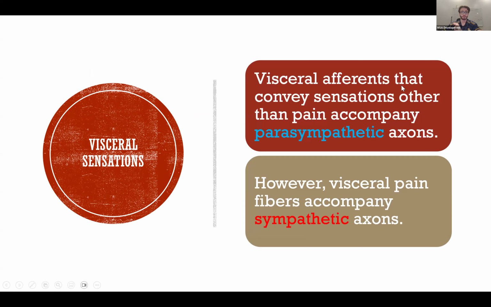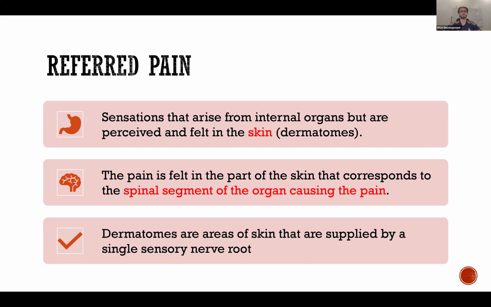So visceral afferents that convey sensations other than pain, anything other than pain, they will accompany parasympathetic axons. These sensory neurons that convey sensations that are not pain will go with the parasympathetic axons. These sensations can be distension of the stomach, for example. Any sensation that you feel inside your body that is not pain. But what about the pain? The pain fibers, the sensory pain fibers, will accompany the sympathetic axons. You can remember this in a way that the body is sympathizing with your pain, but these pain fibers are accompanying sympathetic axons.